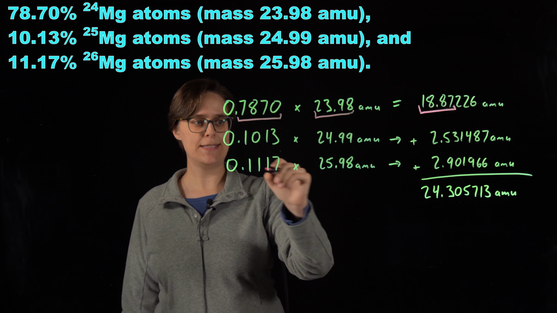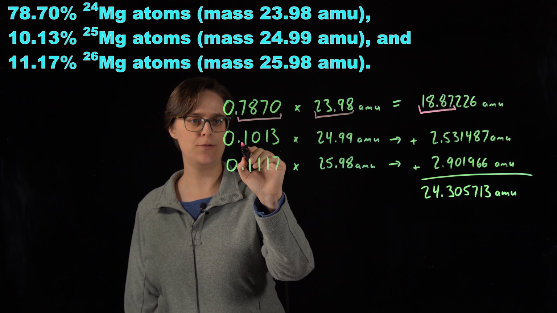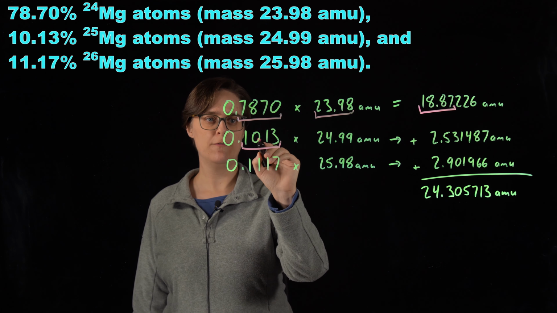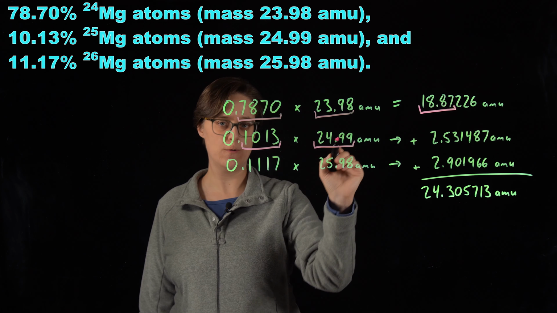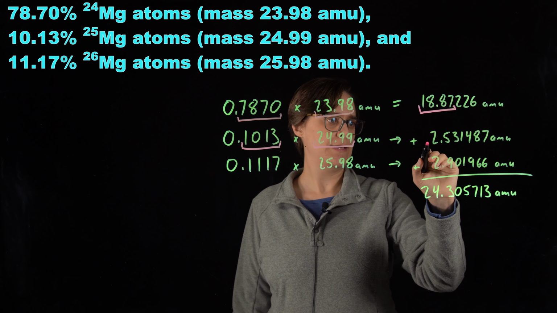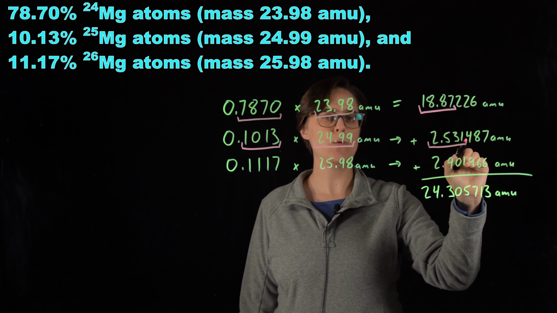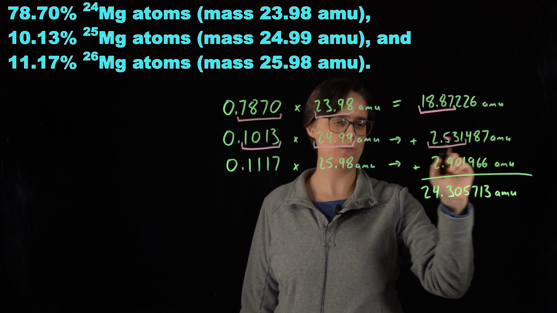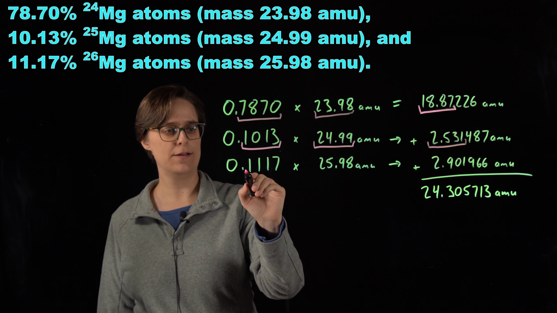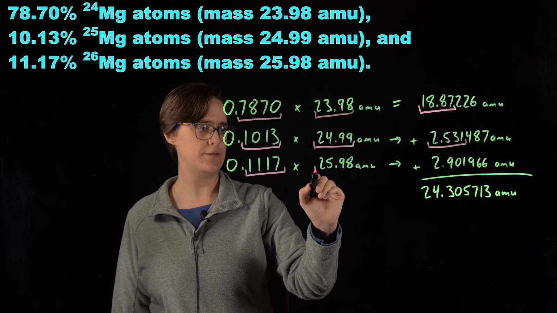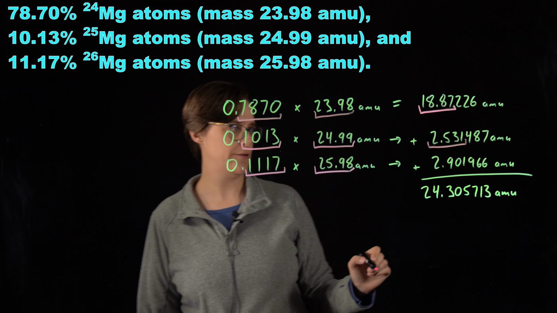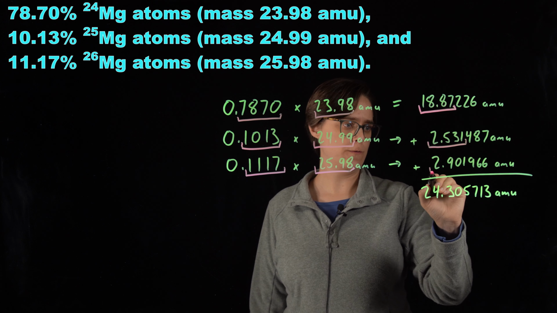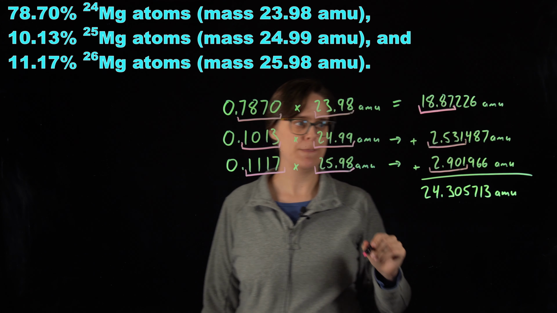We need to do that same process for these next 2 multiplication steps. 4 significant figures and 4 significant figures. This value, we know 4 significant figures, 2.531. Same here. 4 significant figures and 4 significant figures. We know 4 significant figures here.